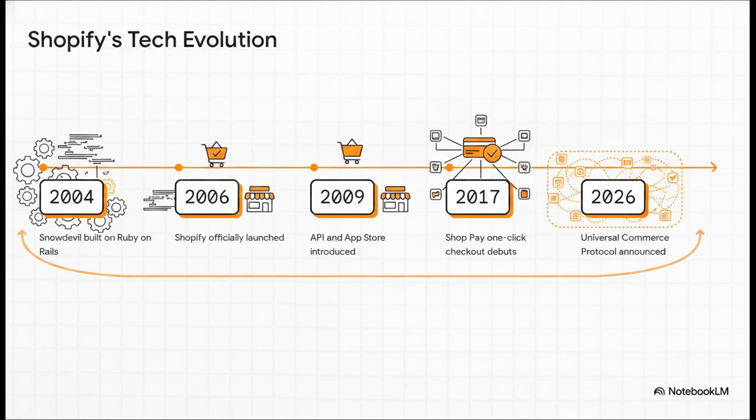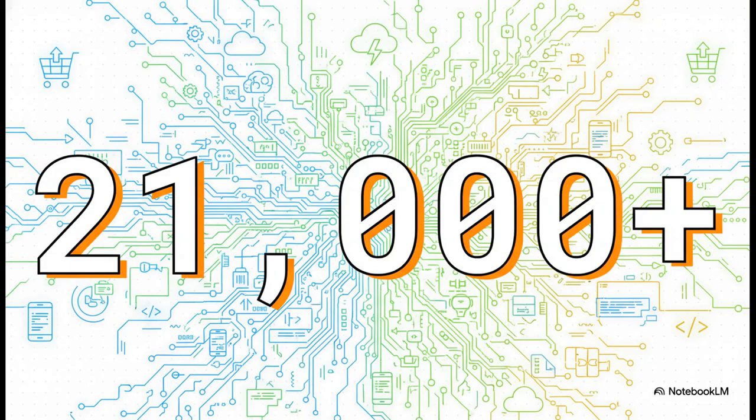So we start with Snow Devil in 2004, right? Then Shopify officially launches in 2006. Fast forward to 2009, and they make a critical structural move. They introduce an API and an app store. Then, in 2017, they drop Shop Pay's one-click checkout to slash buyer friction. And that whole continuous two-decade methodology of solving scaling challenges brings us all the way to the 2026 announcement of the Universal Commerce Protocol. Let's just pause to appreciate how successful that 2009 API integration actually was.